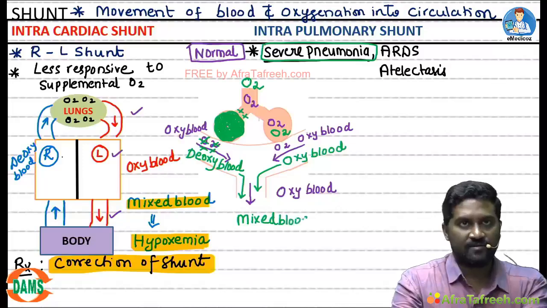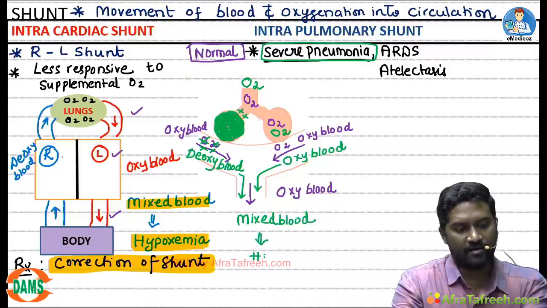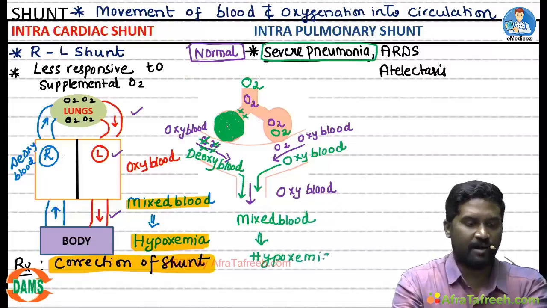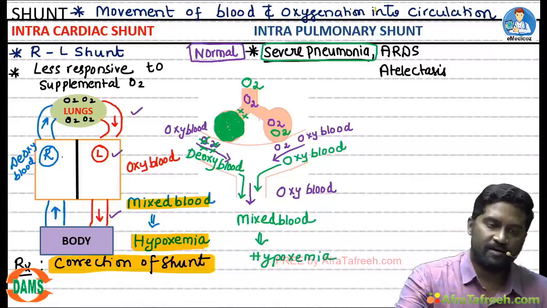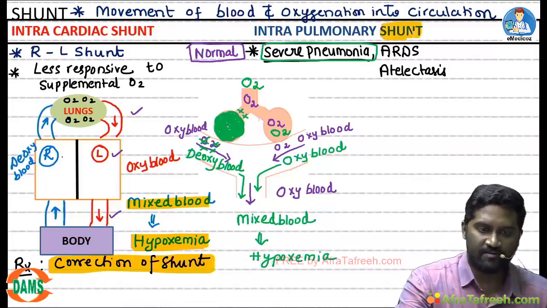Now tell me students, mixed blood, is it good blood or bad blood? It is bad blood. So the patient will have hypoxemia. Now why is this phenomenon called a shunt?